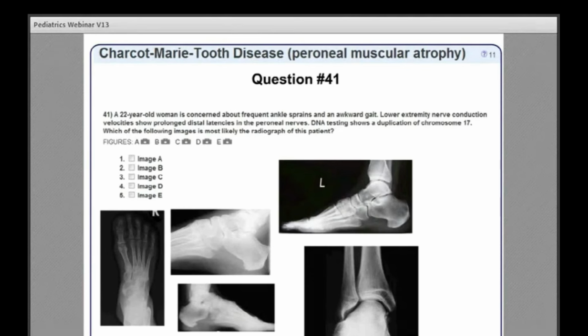Well, the image on the left shows an accessory navicular. The upper image in the middle shows a calcaneonavicular coalition. The lower image in the middle shows what appears to be a cavus foot. The upper image on the right is a normal x-ray. And the lower image on the right shows a ball and socket angle, typical of multiple hindfoot coalitions.